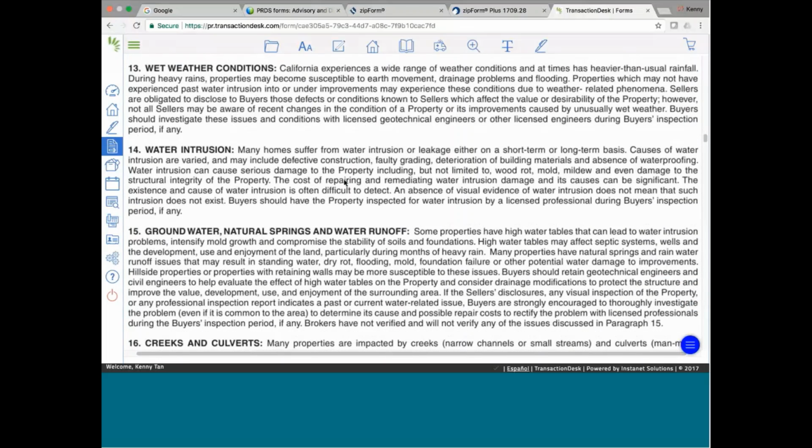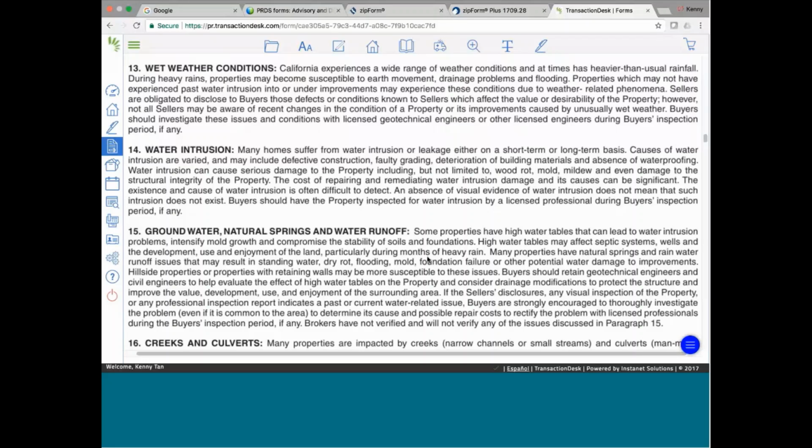Water intrusion. It says here the cost of repairing and remediating water intrusion damage and its causes can be significant. The existence and cause of water intrusion is often difficult to detect. An absence of visual evidence of water intrusion does not mean that such intrusion does not exist. Basically telling an average buyer that in any home, especially an old one, there may be water intrusion that the agents cannot see or the seller might not be aware of. So it is up to the buyer to hire the right professional to check for this type of problem. But I think an average home inspector would not do this type of checking.